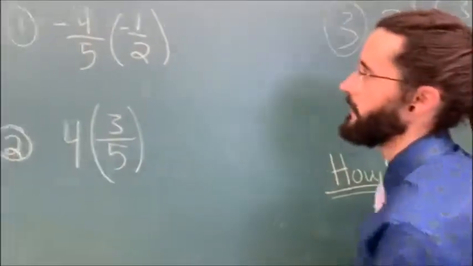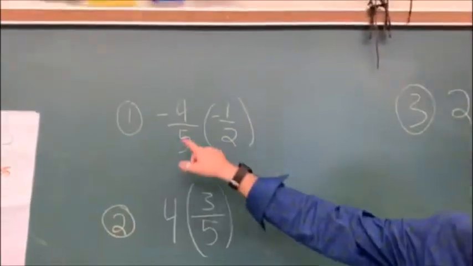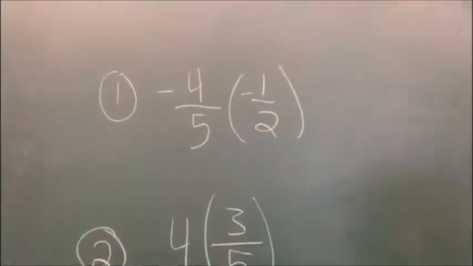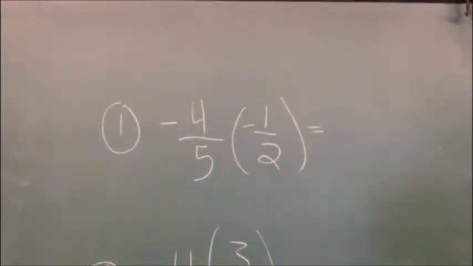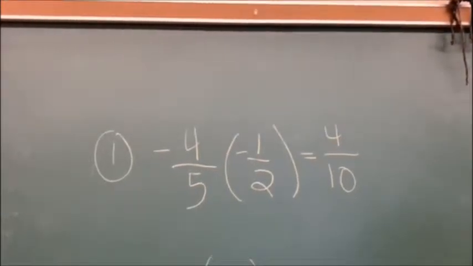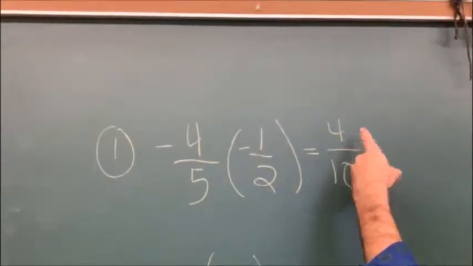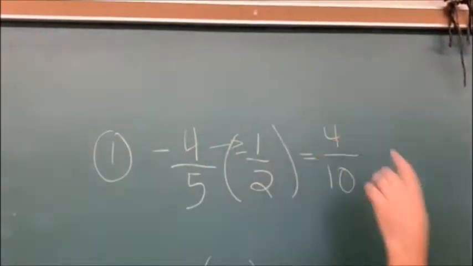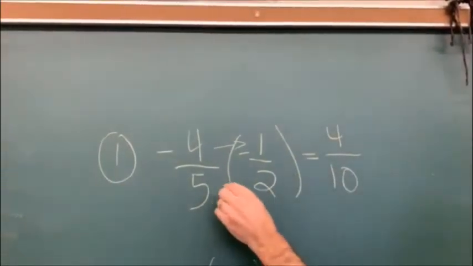So let's take a look at our first example. It says -4/5 times -1/2. Let's see if you can figure out how I do this. How did I get 4 up here? Well, pretty straightforward. All you do is you multiply straight across. 4 times 1 is 4. 5 times 2 is 10.